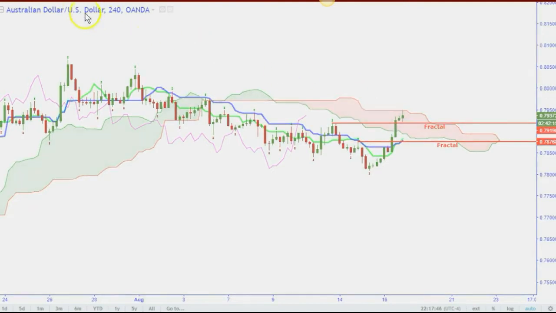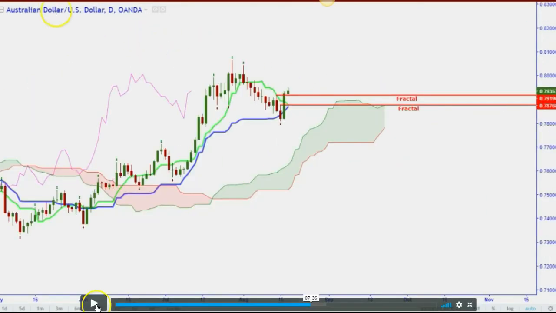Looking at this, let's go back to daily. But I think I was thinking overall you may see the market move to the upside. So my thought was move to the downside and then break to the upside.